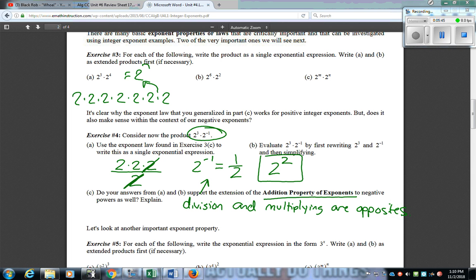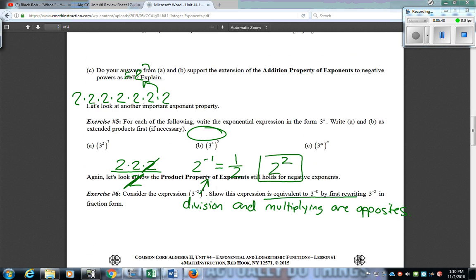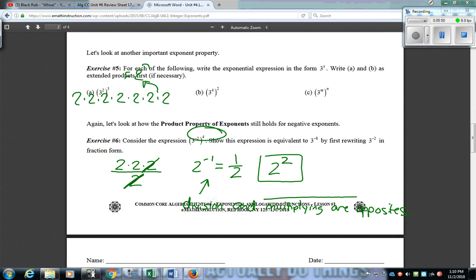Now, if we look at another property that we've talked about before, if we're talking about a power raised to another power, again, the outside exponent, this is going to be 3 to the 6th. And the reason it's going to be that is because you have 3 squared times 3 squared times 3 squared. So 2, 4, and 6 is the exponent. So that's why we have the rule from before.